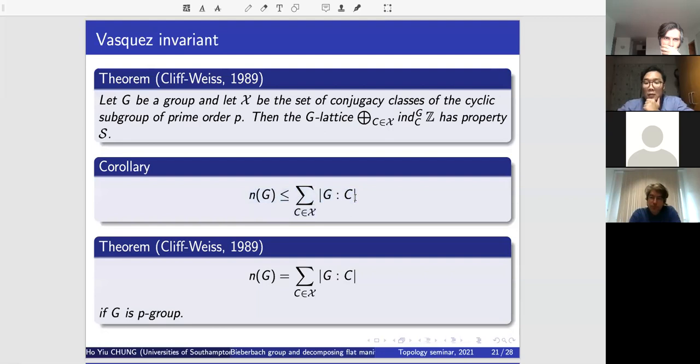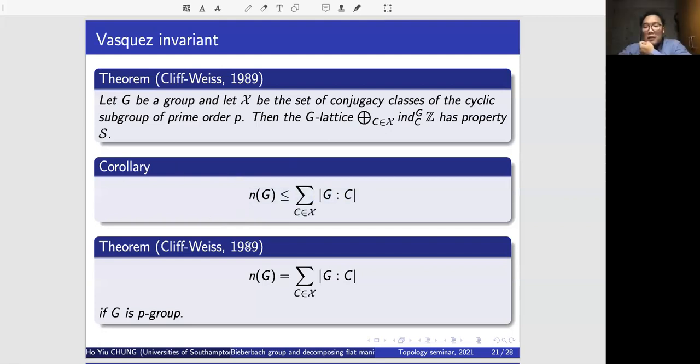You mean whether they will be equal if G is not a p-group? Yes. No, it will not be equal. If it's not a p-group, then you can always map it into a smaller one. I think they did mention it in the proof, but I didn't write it down. Okay. Yeah. Thanks.